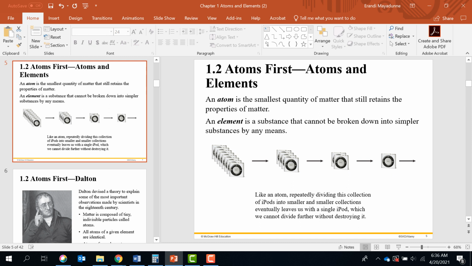Atom can break down into elements. Element is the substance that cannot be broken down into simpler substances. If you break down the element, it's not that element anymore. Example, oxygen is an element. Oxygen atoms make up the oxygen element, and the element is the smallest one. If you break down the oxygen element, there's no more oxygen. So that element is the smallest quantity.